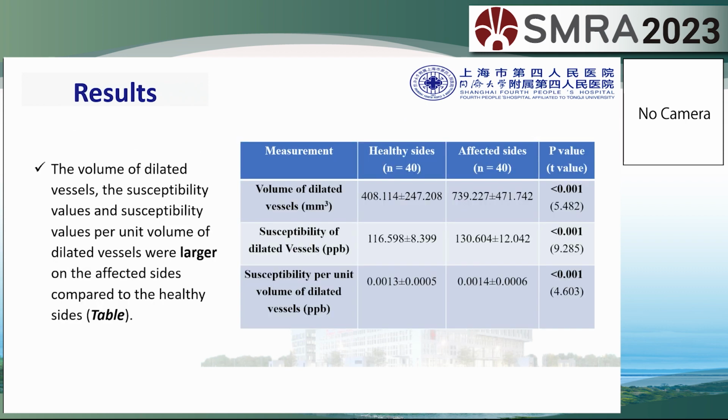As a result, we found that the volume of dilated vessels, the susceptibility volumes, and susceptibility volumes per unit volume of dilated vessels were larger on the affected side compared to the healthy side. That's shown on the table.